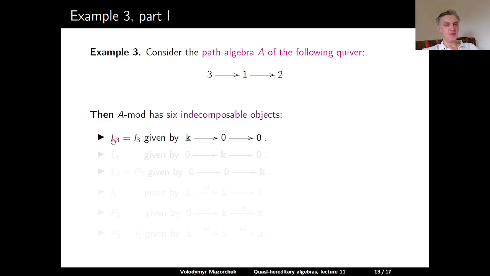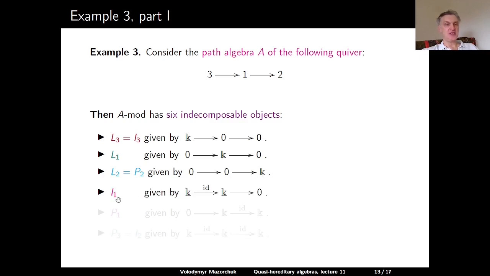The object L3, which is also the injective object I3, is concentrated at the vertex 3, it's one-dimensional there, 0 everywhere else, and all arrows are the zero maps. We have the simple module L1, which is one-dimensional at the vertex 1, zero-dimensional everywhere else, and all arrows are 0. And we have the simple module L2, which is the same as the projective P2. It is one-dimensional at the vertex 2, zero-dimensional everywhere else, and all arrows are 0.